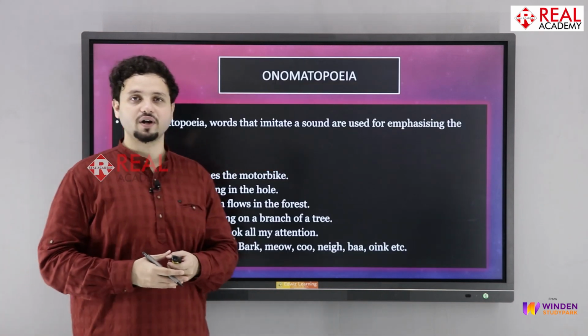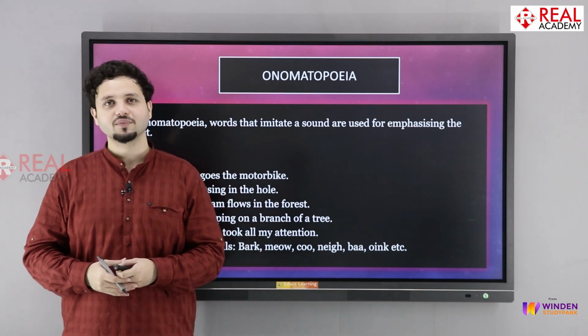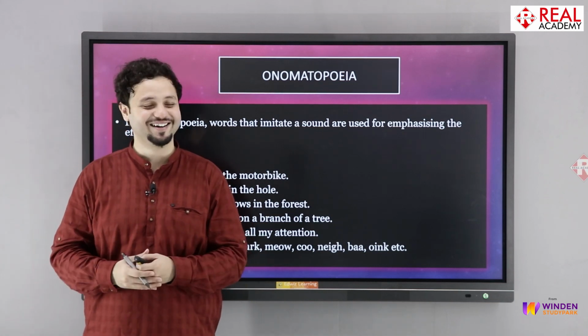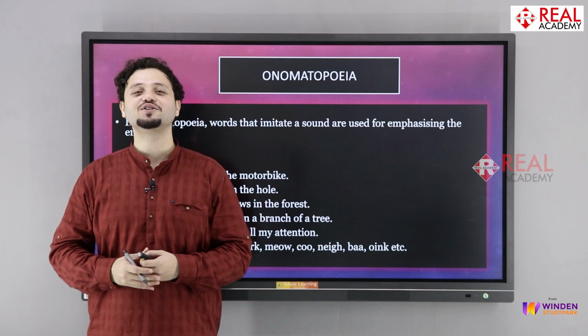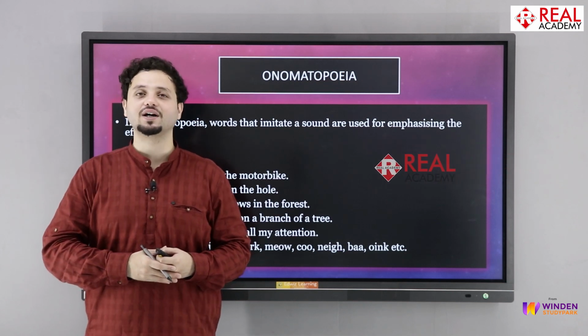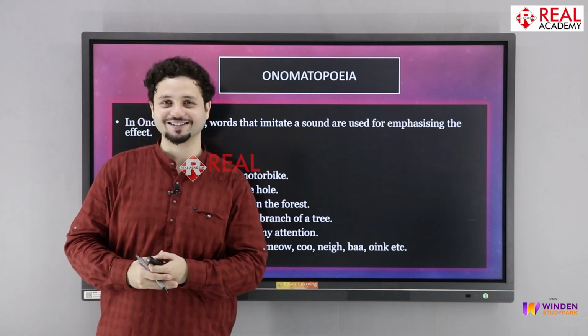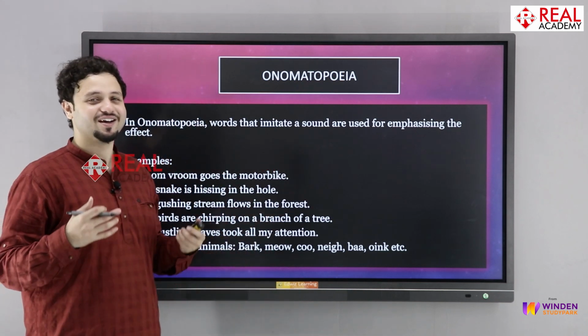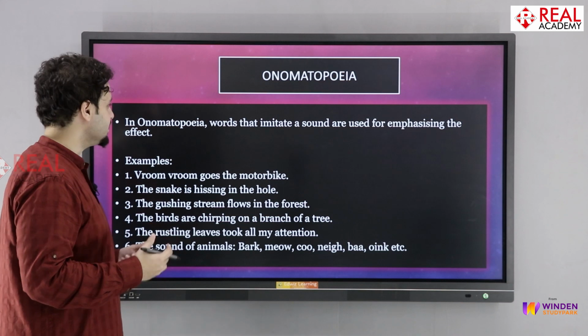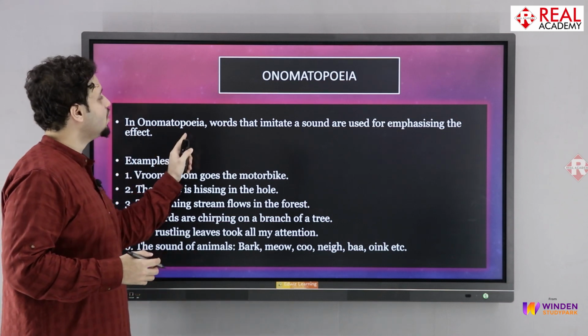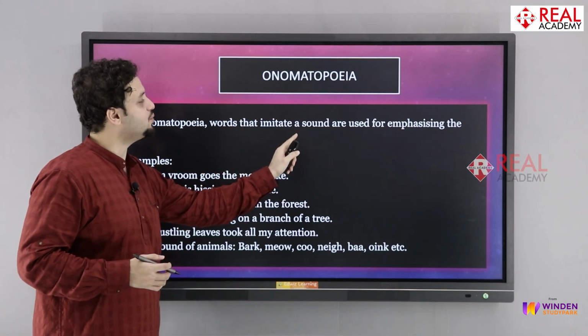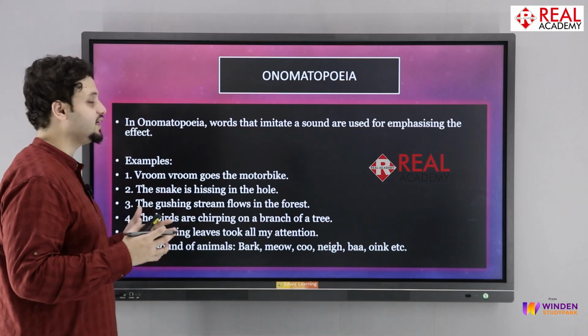Next figure of speech is called onomatopoeia. This figure of speech is not called onomatopoeia as it looks, it is called onomatopeia. Letter O is silent here. Anyways, you will learn it slowly and gradually. In onomatopoeia, words that imitate a sound are used for emphasizing the effect.